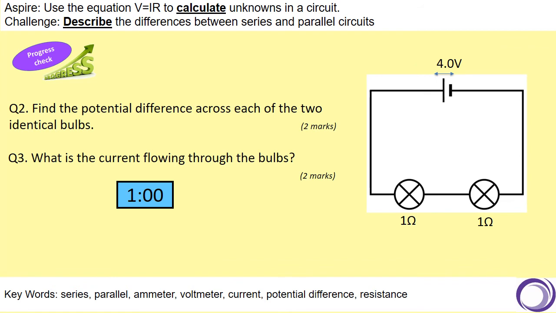Number 2. First of all, I want you to find the potential difference across each of the 2 bulbs and then the current flowing through the bulbs. Even though that's worth 4 marks, I'm only going to give you a minute because it's pretty straightforward and it shouldn't take you long. Don't want to waste too much time.